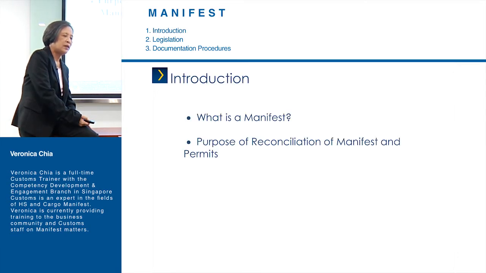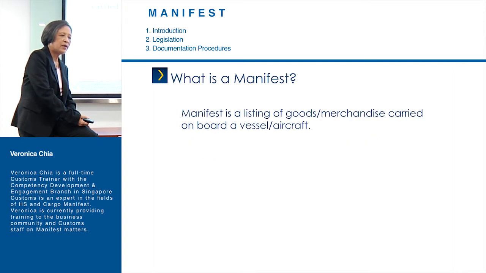Now, what is a manifest and what is the purpose for which we need to reconcile the manifest and the permits together? A manifest is a listing of goods or merchandise which is carried on board a vessel or an aircraft. Now, you compare this to a passenger manifest.